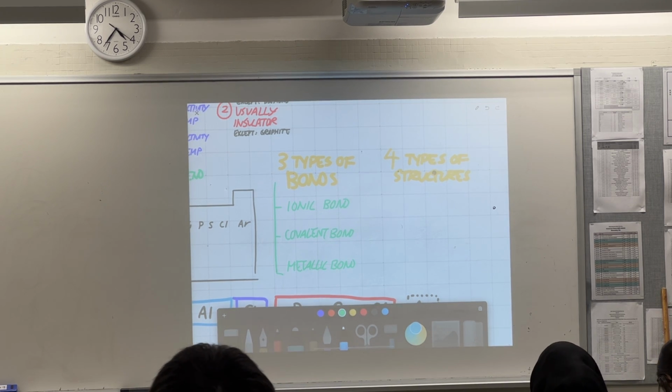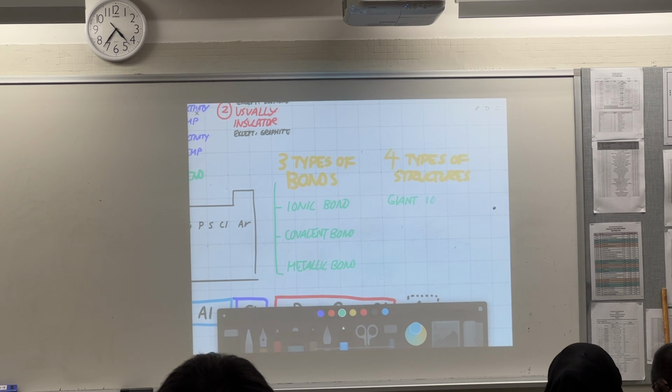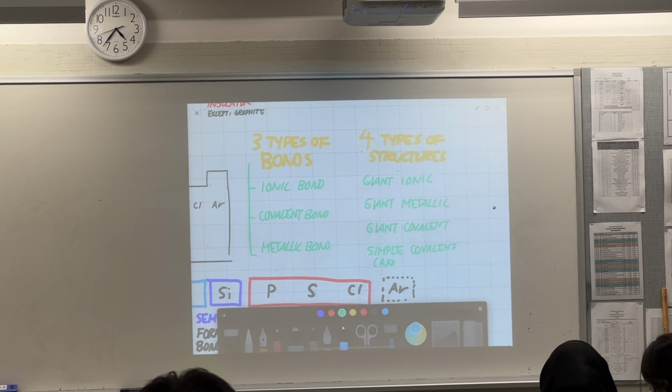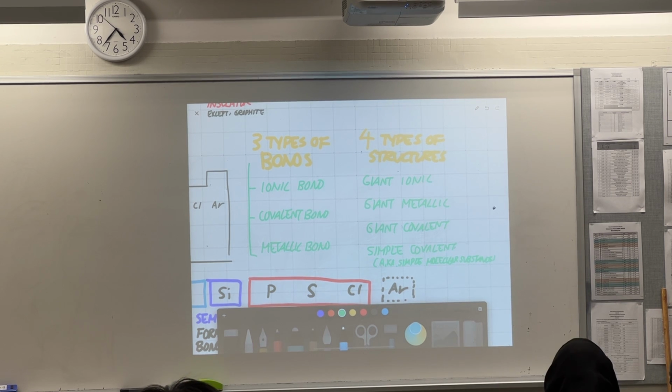Right. So 4 types of structures. We have giant ionic, giant covalent, giant metallic, and simple covalent. Simple covalent structures are also known as simple molecular substances. And let me tell you how you can tell apart the giant from the simple substances.